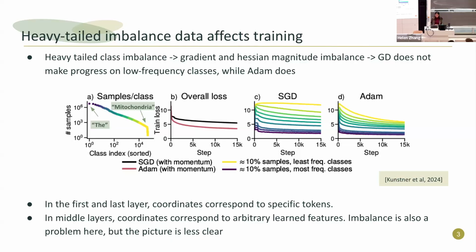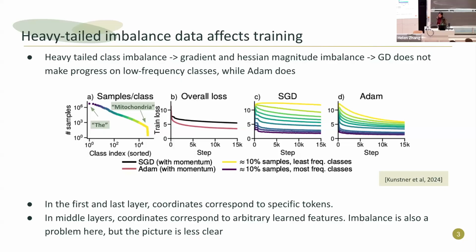Specifically, on the right two panels, this is separated into different frequency groups of the classes and how the loss goes down for each class. Here you can see that SGD does pretty well on the high frequency classes, but struggles to lower the loss on the low frequency ones. But Adam is able to make progress in the low frequency classes as well.